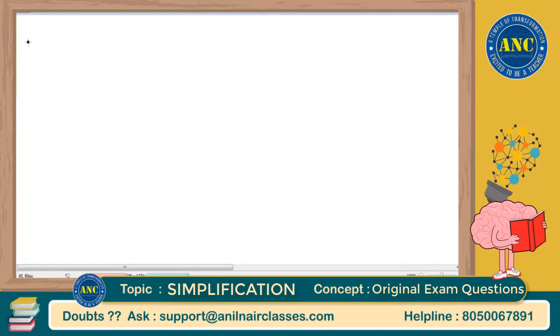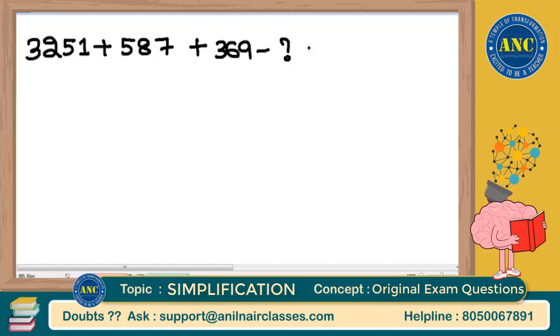Now see this question, sir. This is exactly the way I want you people to simplify. The way I solve this question, not the way you have solved it earlier before watching all these videos. See here, 3251 plus 587 plus 369 minus question mark is equal to 3007, right? Everyone please pay attention for this question. Very beautiful way of solving.